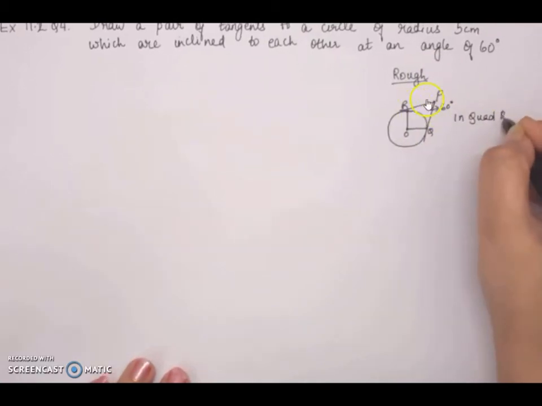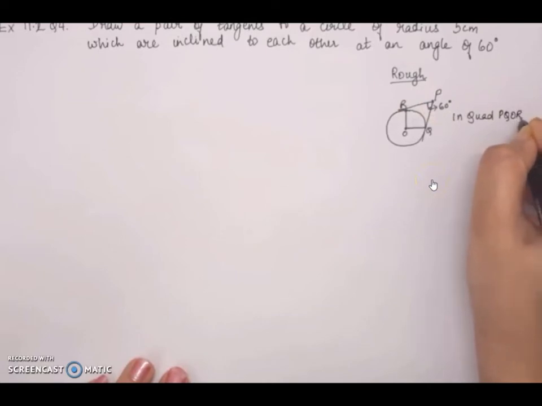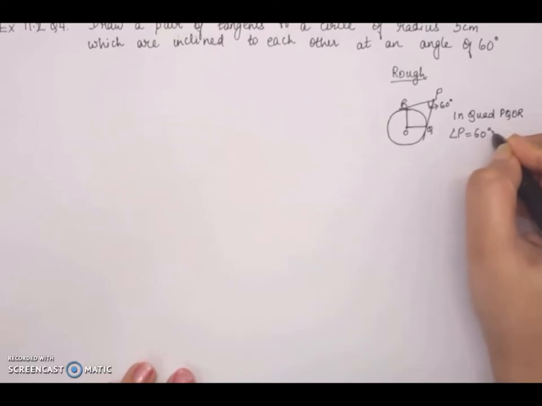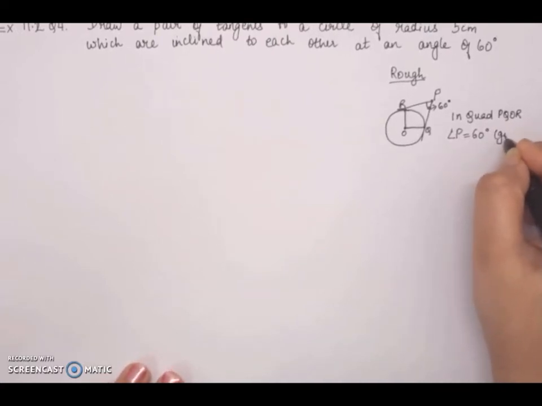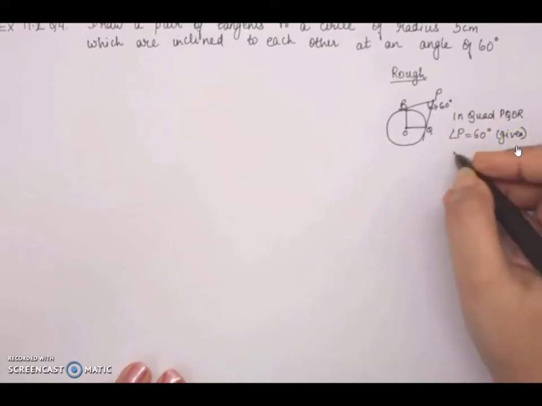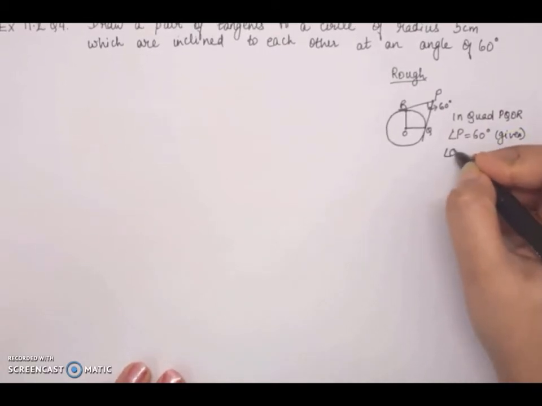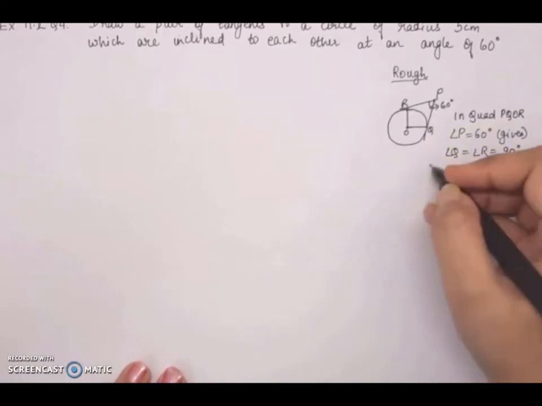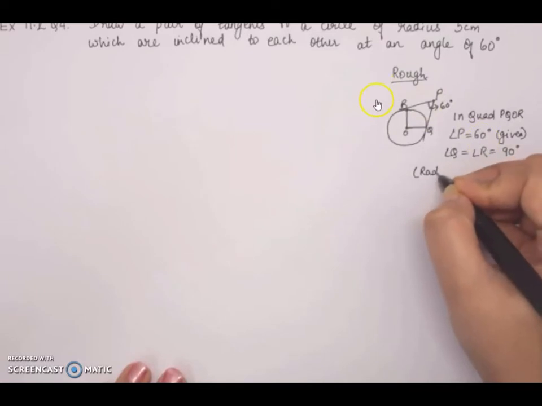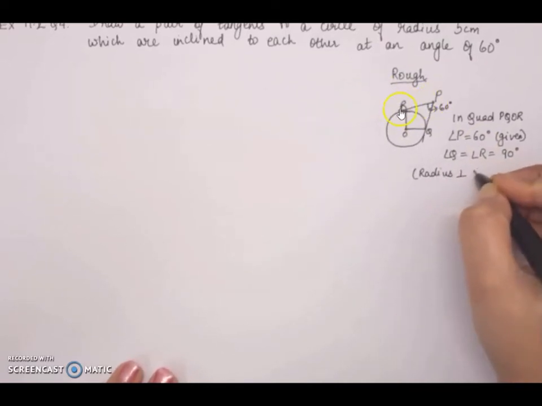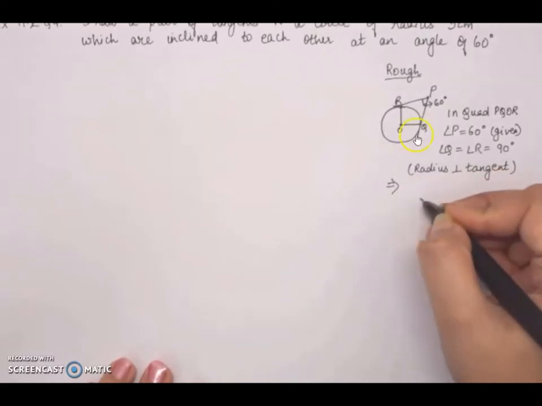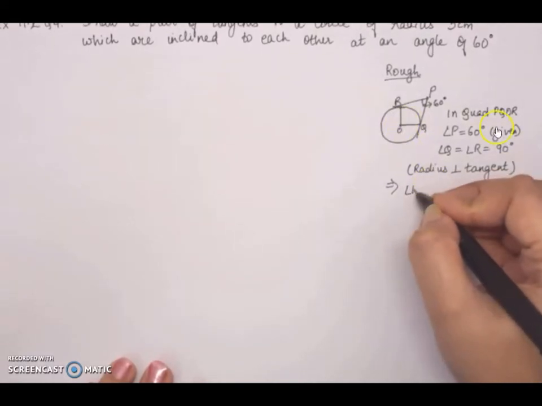So if you consider the quadrilateral PQOR, in this quadrilateral we have angle P 60 degrees. This is given to us. Angle Q and angle R, they are both equal to 90 degrees. This we know because of the theorem that radius and tangent are perpendicular at the point of contact. So therefore OR and PR are perpendicular, so angle Q and angle R are 90 degrees each.